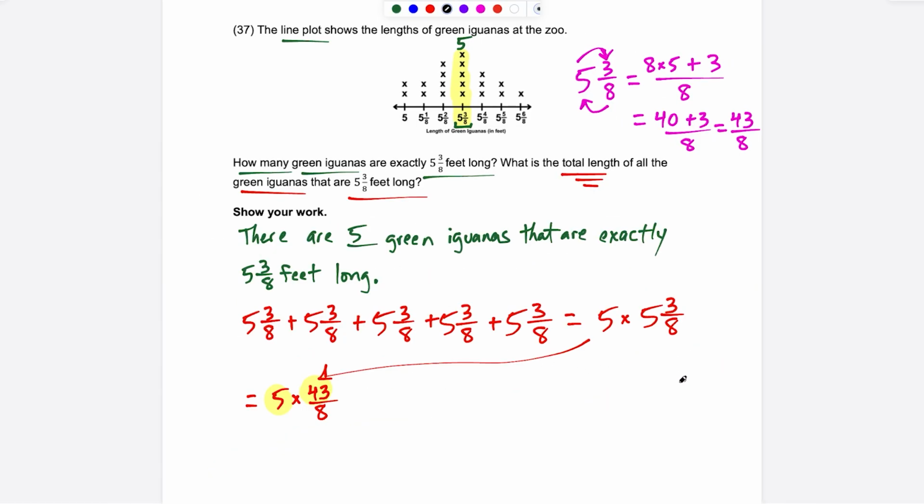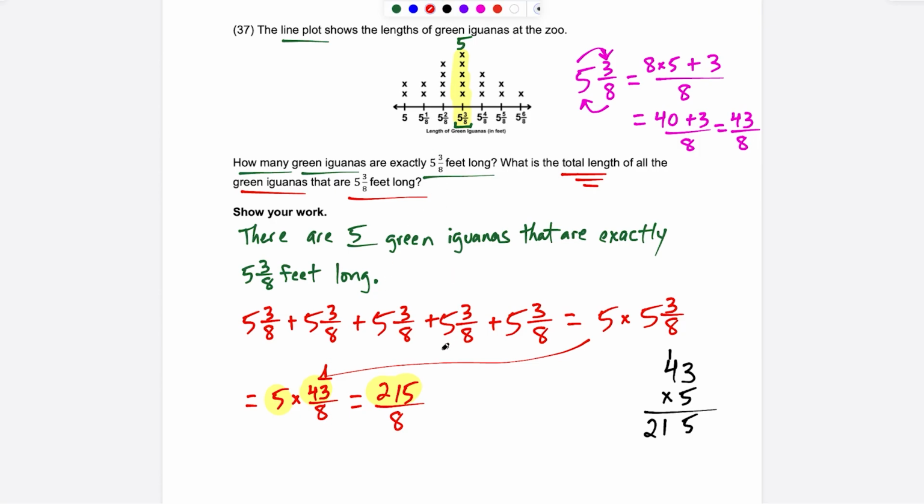So now on the side here, I'm just going to work this out. We have 43 times 5. And we do 5 times 3 is 15. We carry the 1. And then 5 times 4 is 20. 20 plus 1 is 21. So this will work out to 215 over 8. So once again, the product of 5 and 43 goes in the numerator, and the denominator stays the same here.